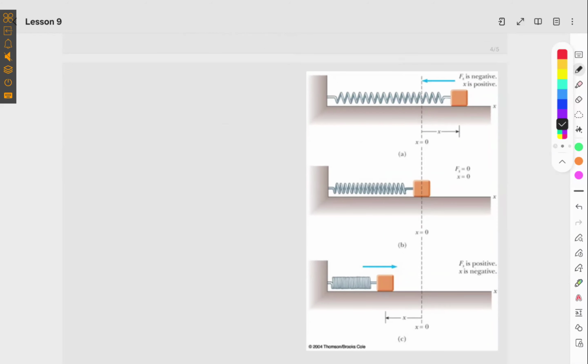Then let's look at, for example, the equilibrium line. This is your initial position, okay? Initial position. Yes, teacher. Okay, this is your initial position.